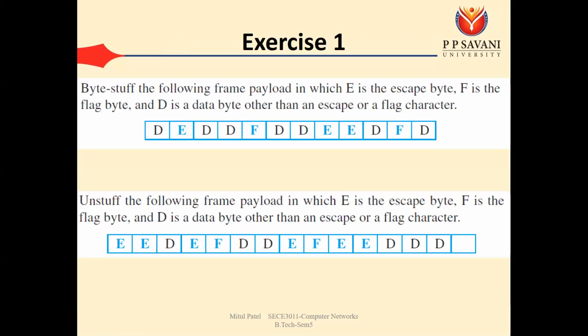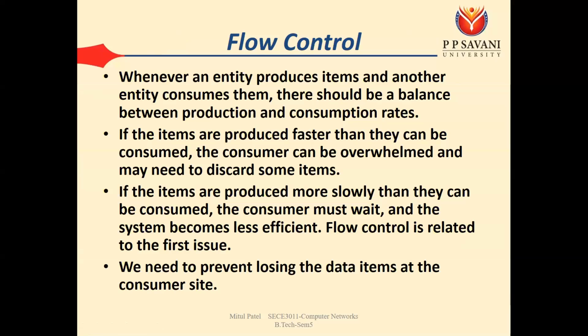Okay, so this is all about the framing. This is the responsibility of the data link layer. In the framing we have seen that framing can be either fixed size or variable size framing. In the variable size framing we require the character oriented approach and bit oriented approach. In the character oriented approach we require the byte stuffing, while in the bit oriented approach we require the bit stuffing. So this is all about the framing technique.